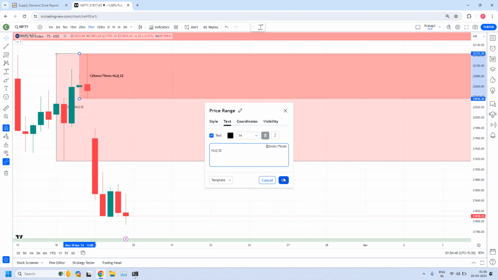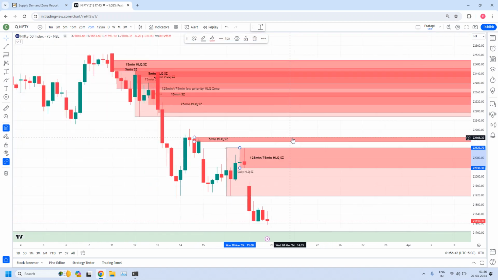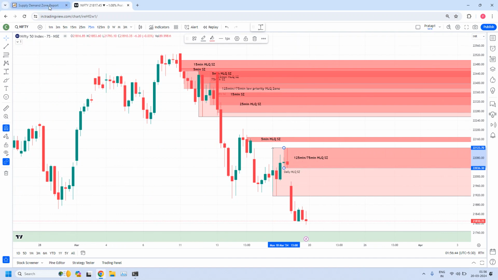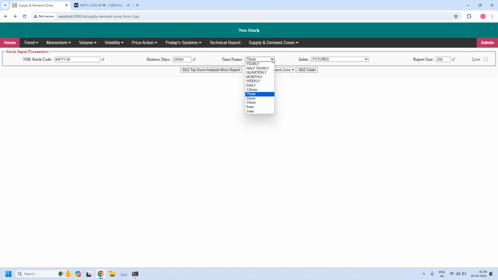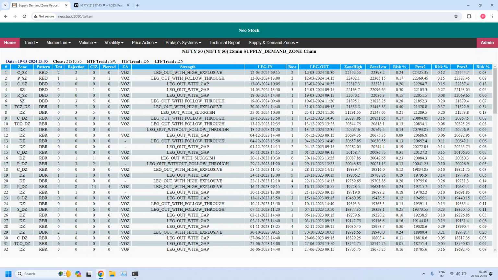So this is what we should understand. So no more changes here. Let's go back and now change the time frame to 25 minutes. In the 25 minutes time frame, let us generate the chain. Yes, now the chain is created. So any recent 25 minutes supply zones created, let us check.